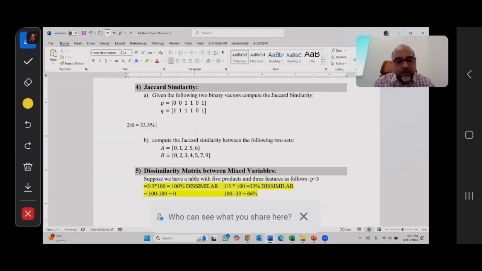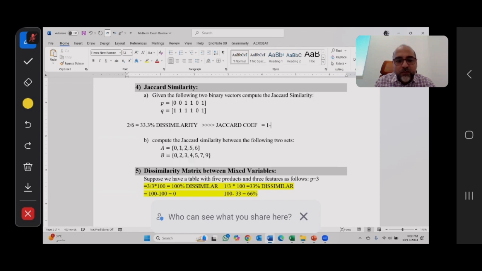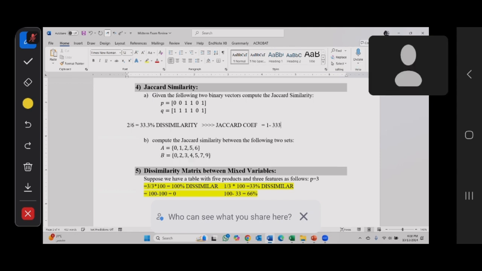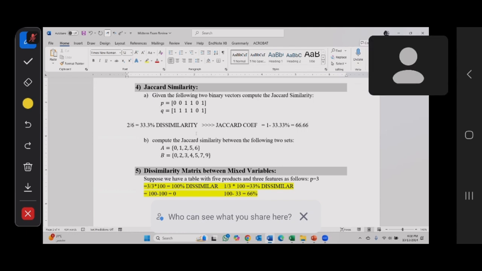Which means that this is dissimilarity, okay? So the Jaccard coefficient is how much? Yes, 66%. So it is going to be 1 minus 33.33%, right? Which is equal to 66%. So you know how to calculate that.